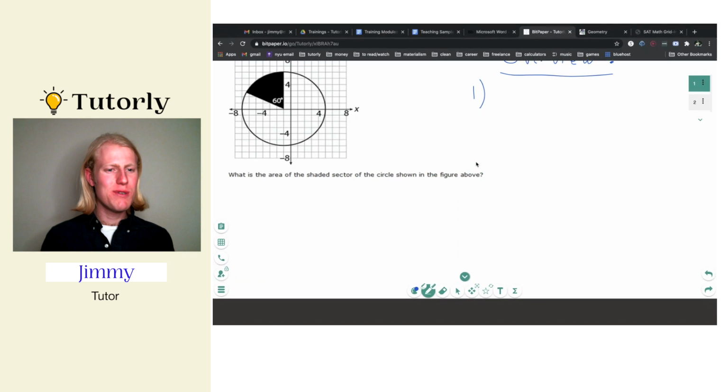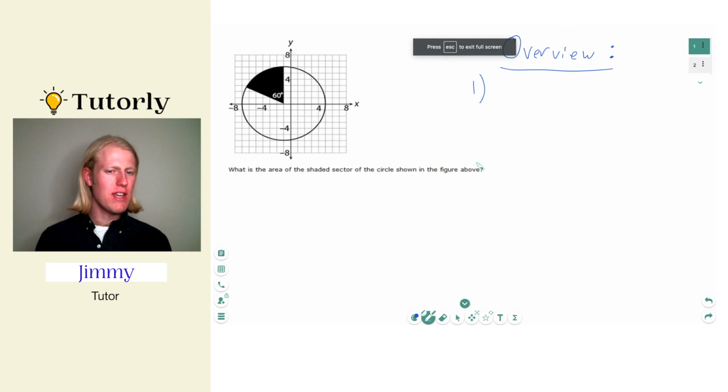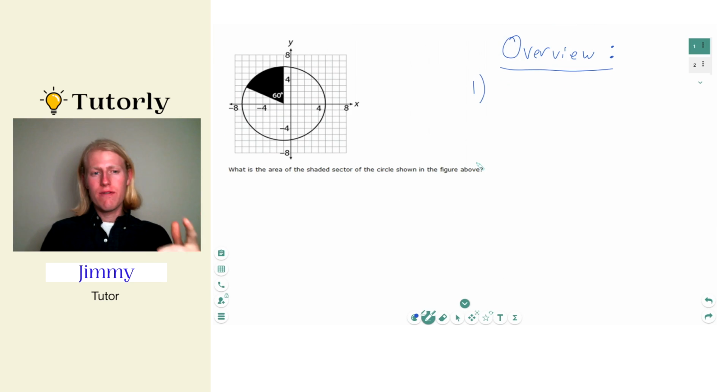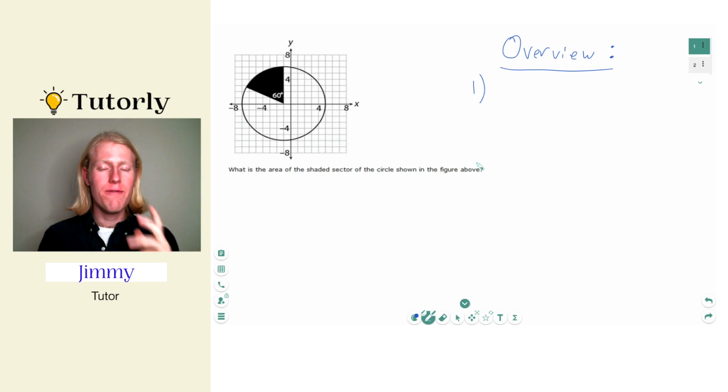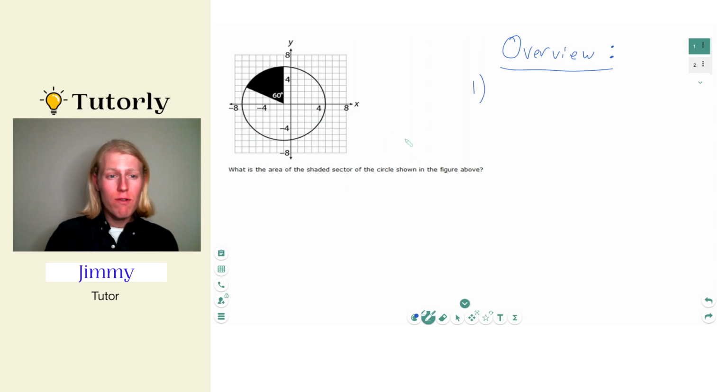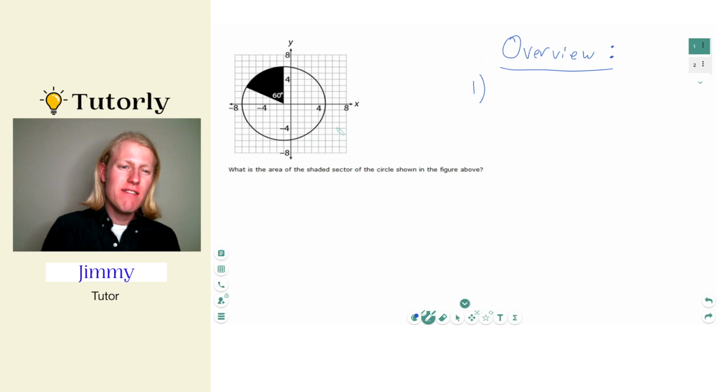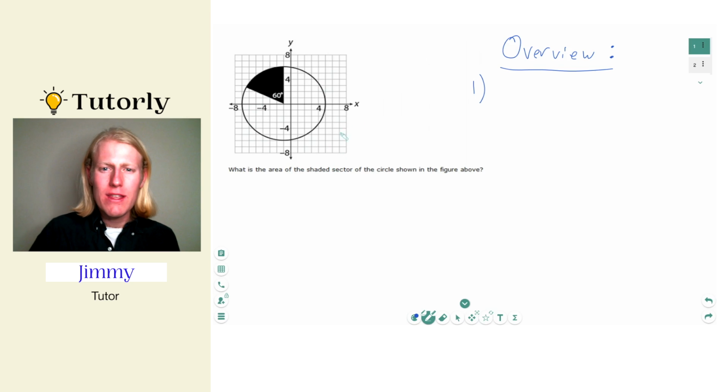Hi there. Today we're doing this problem. What is the area of the shaded sector of the circle shown in the figure above? So the first thing we can do is a conceptual overview of what this is asking us. They give us this diagram of a circle and an angle, so we think, okay, this probably has something to do with geometry.